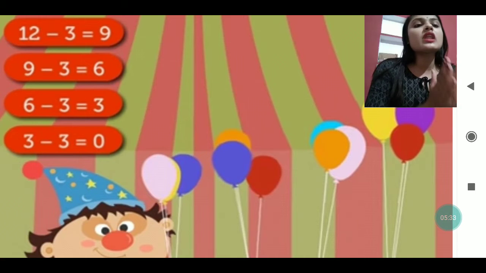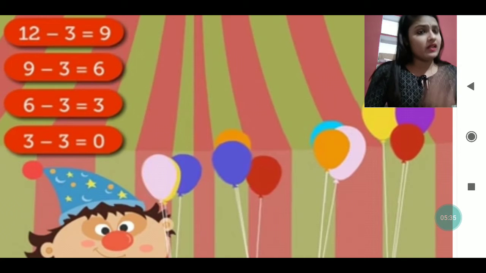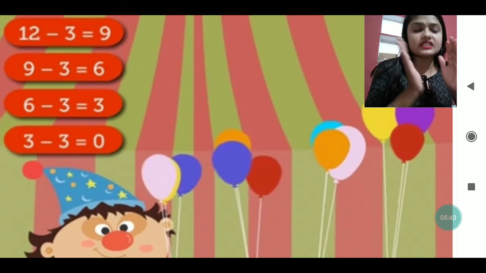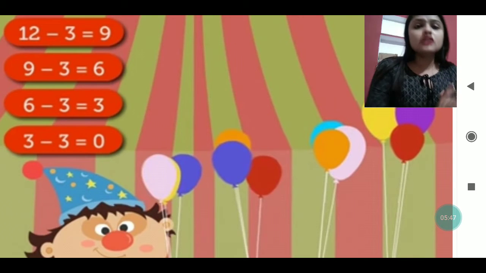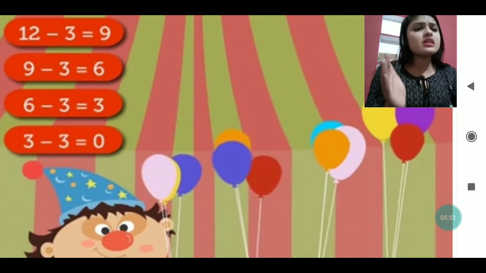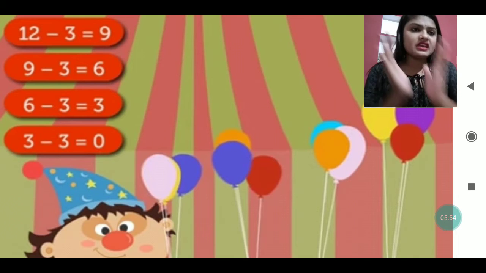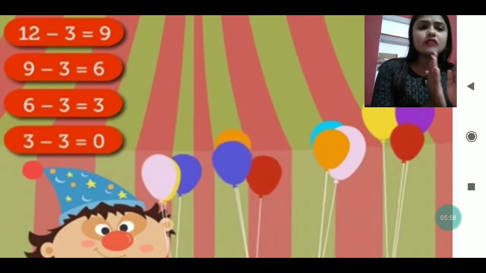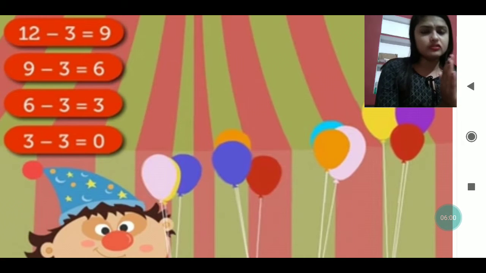He is having 12 balloons. How many? 12. Total balloons are 12. In that 12 balloons, he has distributed the balloons in equal groups, or we can say equal parts. So how will he distribute? He is having 12 balloons. One time he puts 3 balloons, then again he puts 3 balloons, then again he puts 3 balloons, and then again he puts 3 balloons. Means 3 balloons like this he has distributed.